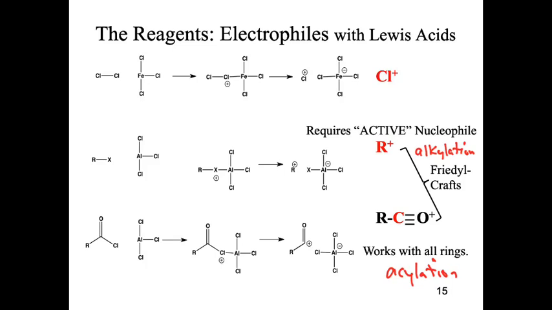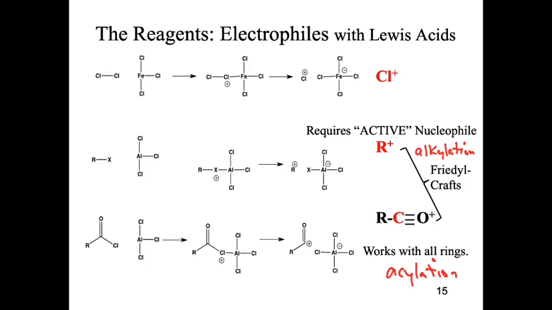How stable is a carbon positive all on its own? It's awful, okay? Which means its concentration is very, very low. So to get the alkylation to work, I need to have a nucleophile that will react with it immediately. I need an active nucleophile.